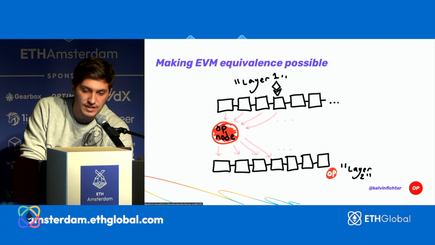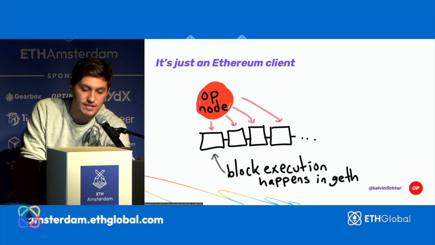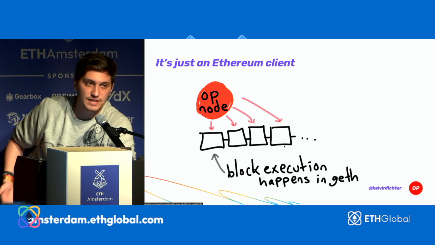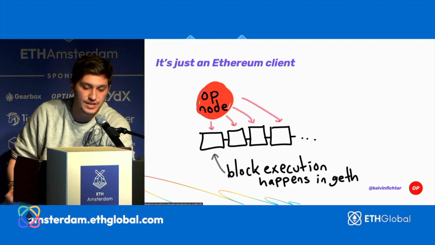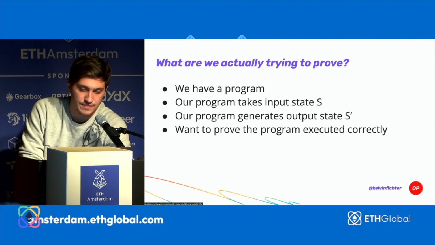Why not? You get the blocks from layer 1, that's the consensus, and you do the execution in this execution client. So in this case, the block execution literally just happens in Geth, which gives you this perfect EVM equivalence, because you're not doing any sort of weird translation into a different virtual machine. You're just running Geth. So everything just works how you would expect it to.